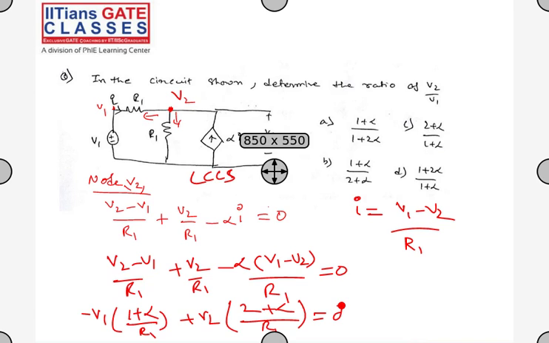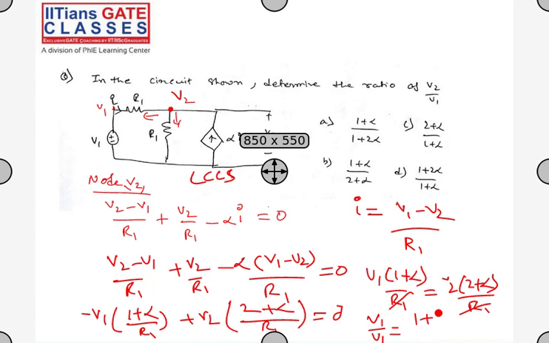So now I got something like this: V1 into (1 plus alpha) by R1 equals V2 into (2 plus alpha) by R1. So I want V2 by V1. I'll get it as (1 plus alpha) by (2 plus alpha). Option B. Yes.